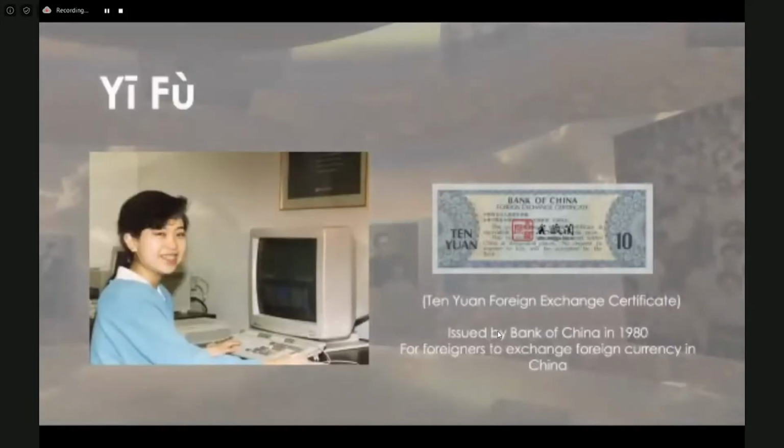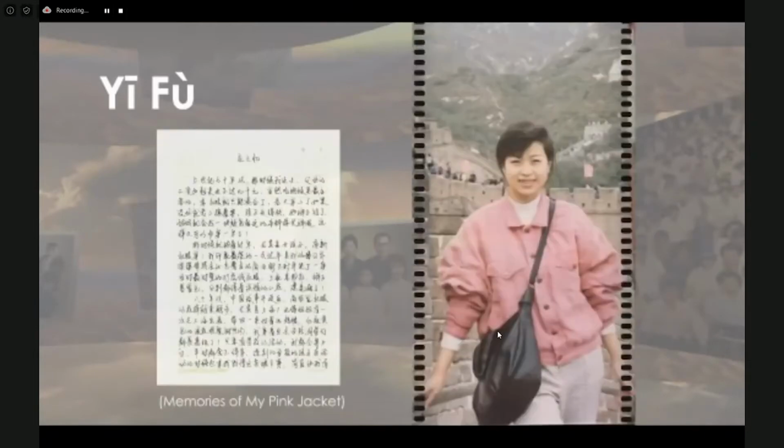In the 1990s, my mom was a college graduate and had just started working at a foreign company. Her salary was only 200 yuan, which was equivalent to $30, and 10 yuan of the foreign exchange certificate. So each month she could save the 10 yuan of the certificate, which was equivalent to $1. Finally, one day, she had saved enough of the certificate to purchase this pink jacket from the department store as a first employment gift to herself.